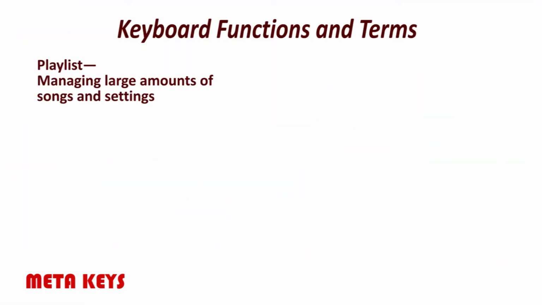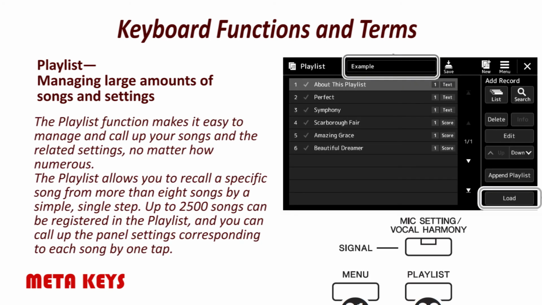Playlist. Managing large amounts of songs and settings. The playlist function makes it easy to manage and call up your songs and the related settings, no matter how numerous. The playlist allows you to recall a specific song from more than 8 songs in a single step. Up to 2,500 songs can be registered in the playlist, and you can call up the panel settings corresponding to each song by one tap.